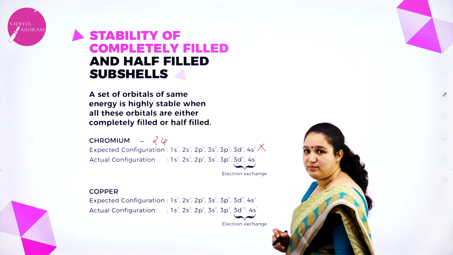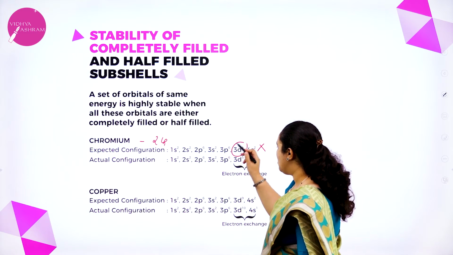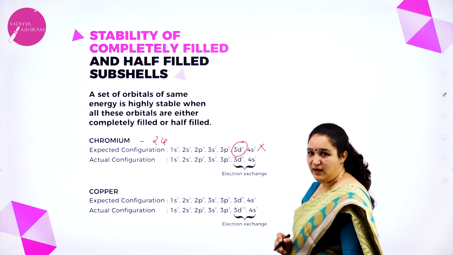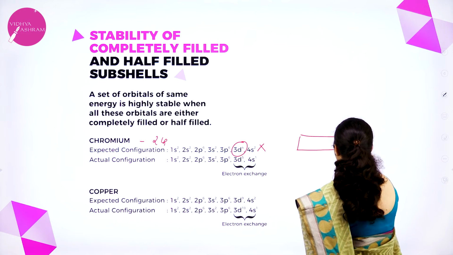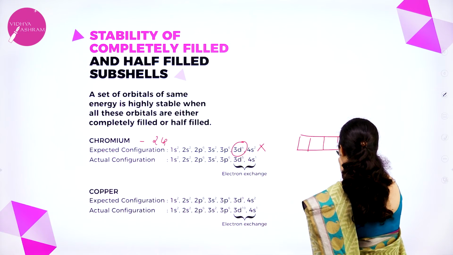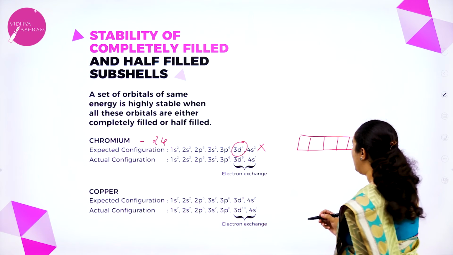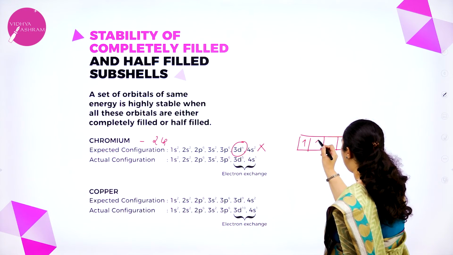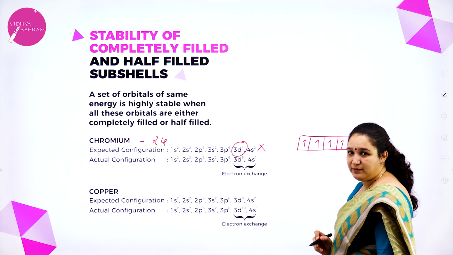This is wrong. That is because here you can see D has got 4 electrons. Correct? D has got 4 electrons. So I'll just write here the D orbital has got 5, D subshell has got 5 orbitals. Each one has got 1 electron. 3d4 and 4s2 is complete.